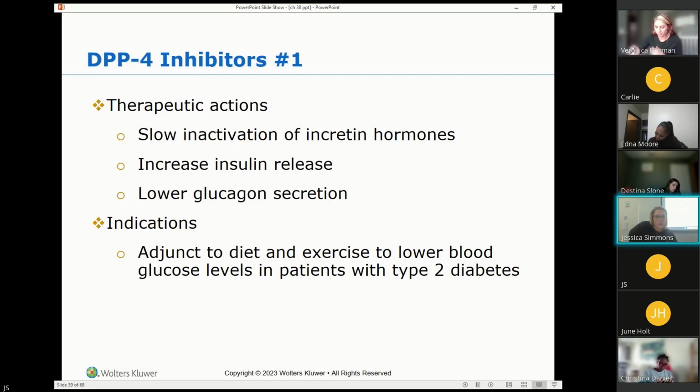DPP4 inhibitors, I'm also not going to spend a lot of time on this. I'm not going to test you on this. But these are drugs that are usually injected. So they slow the inactivation of incretin hormones, which have to do with the glucose use cascade. It's not a common area. Increase insulin release and lower glucagon secretion, which comes from the liver. It is used in adjunct to diet and exercise to lower blood glucose in patients with type 2 diabetes.